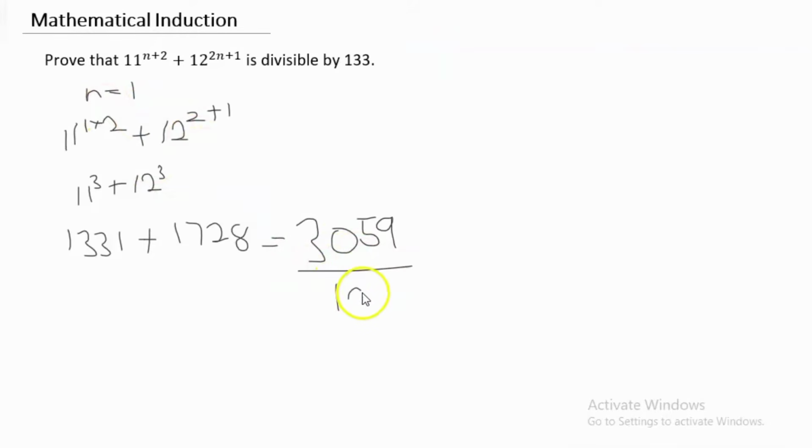So this divided by 133 gives us 23. I apologize for that, but it gives us 23. So n is equal to 1 is correct. Now, if n is equal to 1 is not correct, it means you cannot go further. Like I said before, you cannot go further with your solving.